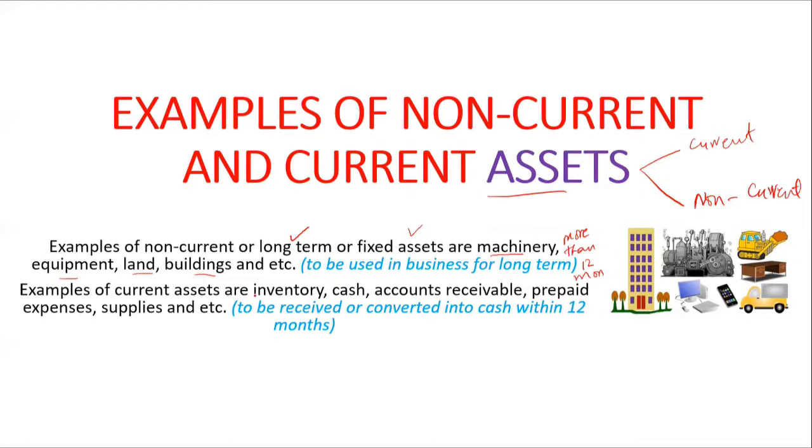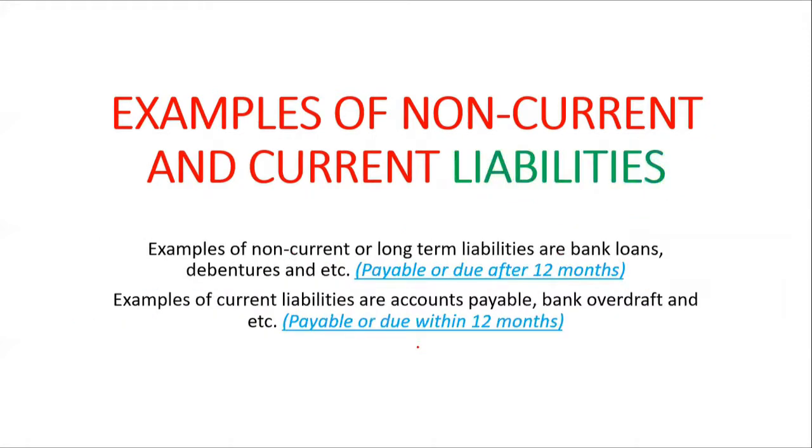Another category of assets is current assets, which include inventory, cash, accounts receivable, prepaid expenses, supplies. You can also watch my video on inventory and accounts receivable, where I explain what inventory and accounts receivable are. These are generally assets from which the company is expected to receive cash within 12 months. So for example, you have inventory, you expect it to sell within 12 months, within the normal business cycle, and convert it into cash.